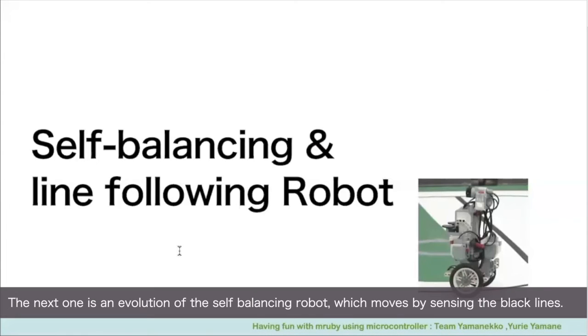The next one is an evolution of the self-balancing robot, which moves by sensing the black line.